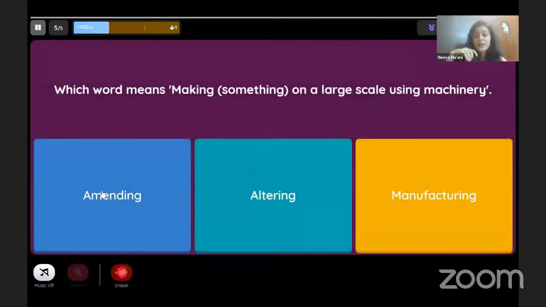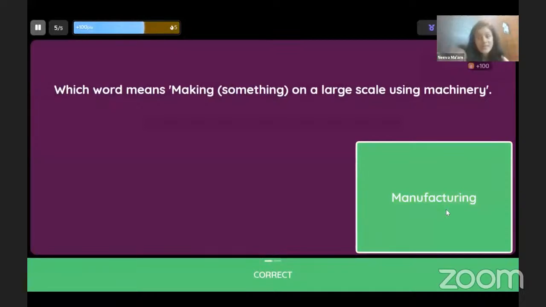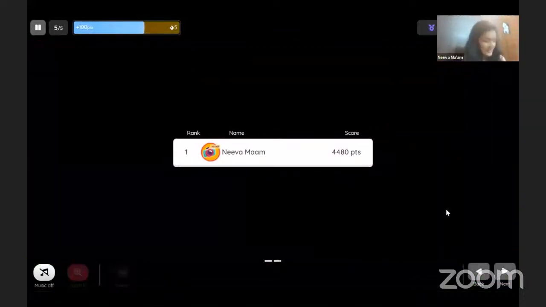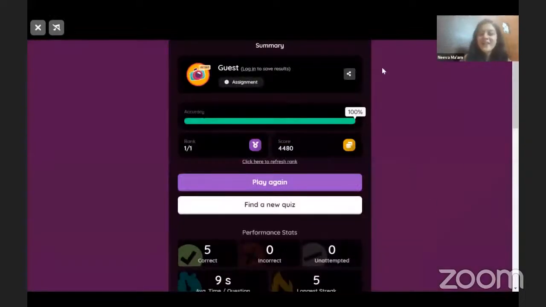Which word means making something on a large scale using machinery? It is manufacturing. When I was telling you the story, I also brought up the word, right? It is manufacturing. Excellent, all of you. Very, very good. See, we got a 5 on 5. Super duper. Alrighty. Now we'll go back to our story and let's see what's going to happen next.